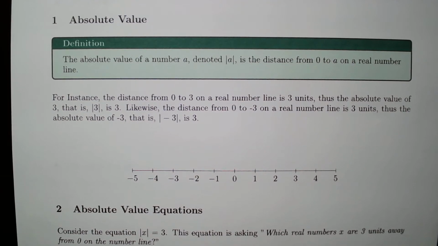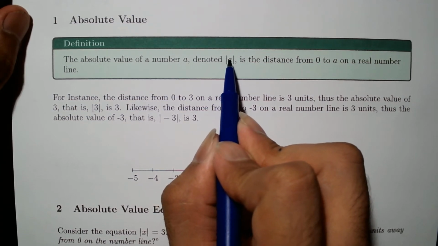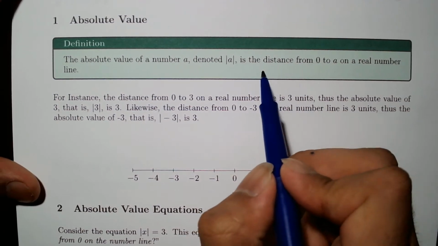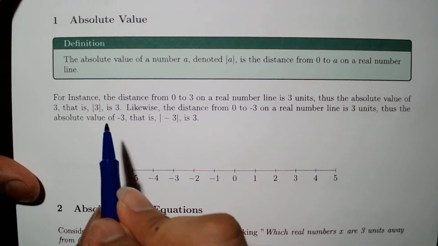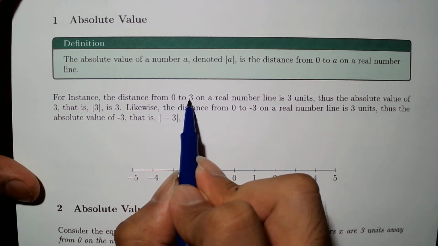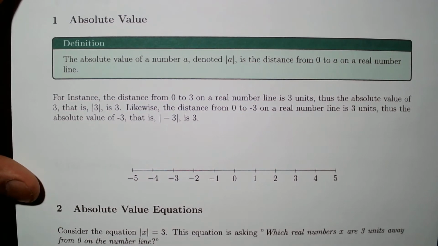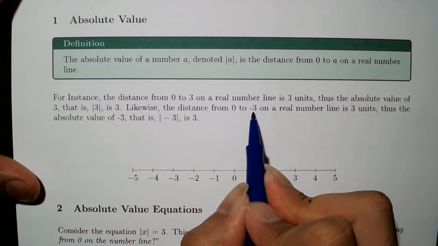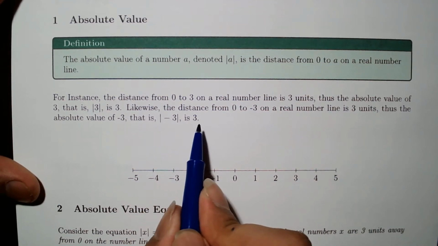The absolute value of a number, denoted by whatever number with vertical bars on the sides, means the distance from 0 to a on a number line. For example, the distance from the number 0 to 3 on the real number line is 3 units, so the absolute value of 3 is 3. In the same way, the distance from 0 to -3 is also 3 units, so the absolute value of -3 will be 3.